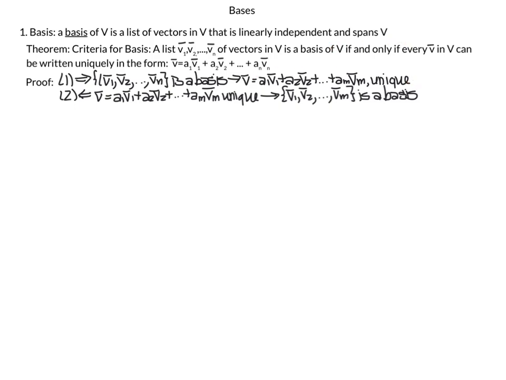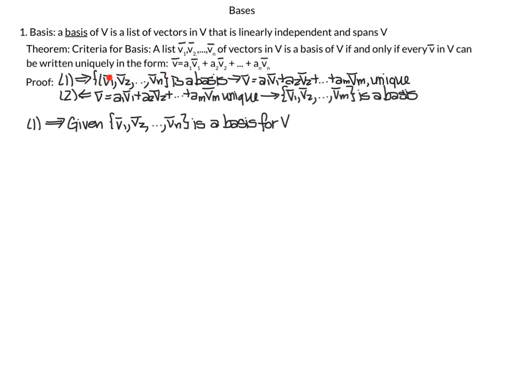The other direction is this way. We assume that v is equal to a1 v1 plus a2 v2 up to an vn, and that this is a unique representation. So again, kind of the opposite direction. We have that our linear combination representation is unique, and that's going to imply that the vectors are a basis. We are going to start with the forward direction, which is over here.